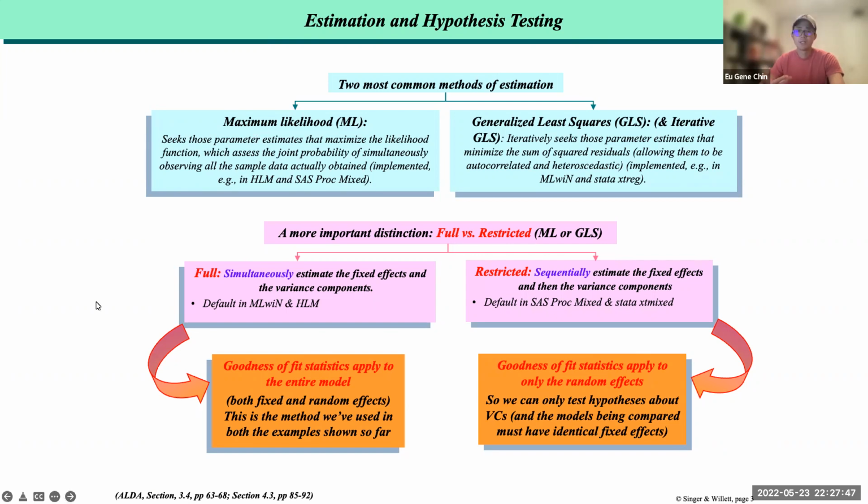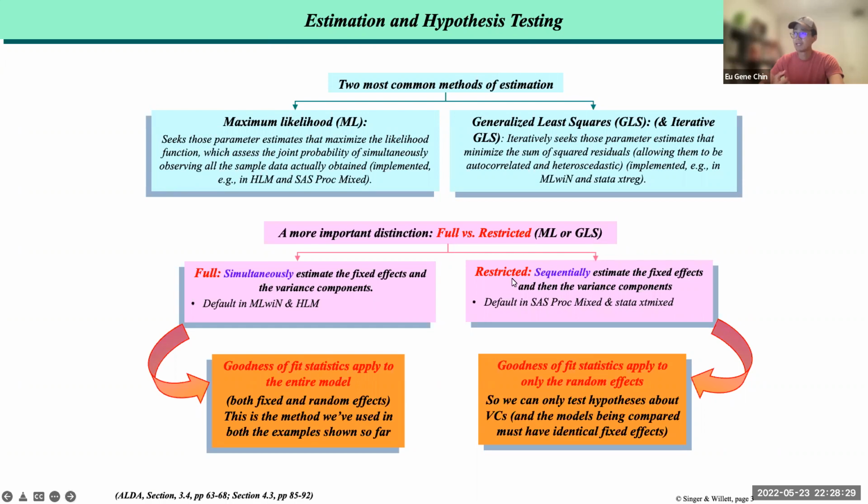The difference between full and restricted is that the restricted maximum likelihood is being a little bit more precise by accounting for the uncertainty associated with estimating the regression parameters, so the fixed effects, before estimating the residual variance. And so in other words, with full maximum likelihood, it is simultaneously estimating the fixed effects and the variance components, whereas with restricted maximum likelihood, we are actually sequentially estimating the fixed effects and then the variance components, because it recognizes that the fixed effects have some amount of uncertainty with their estimation.